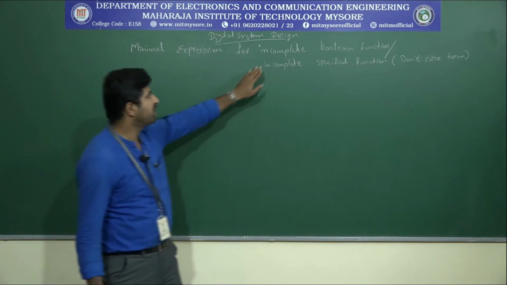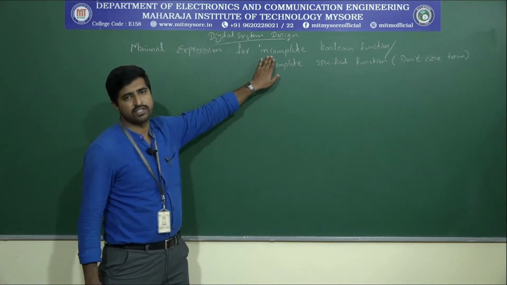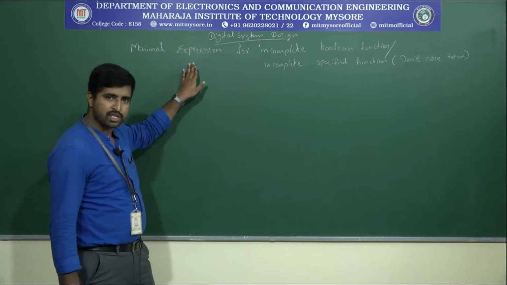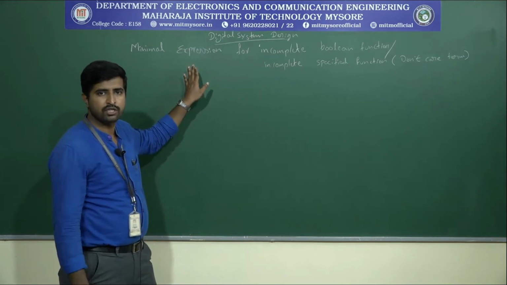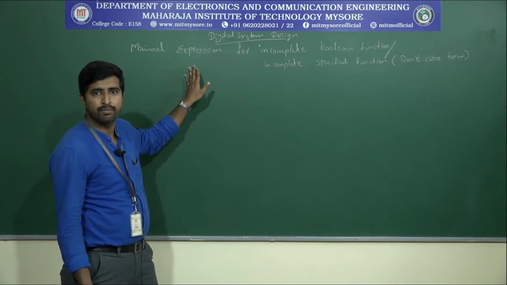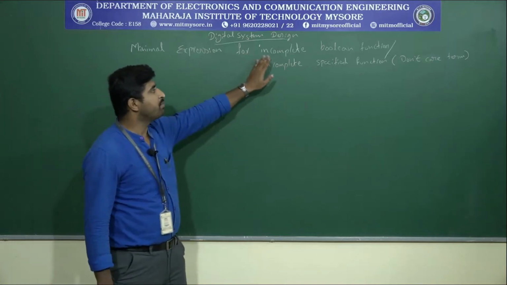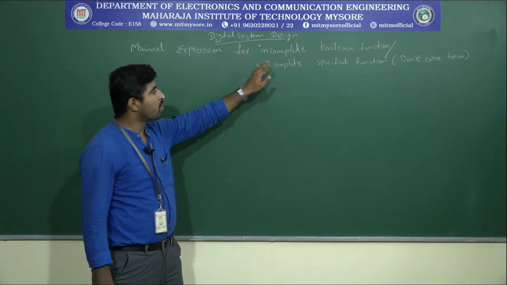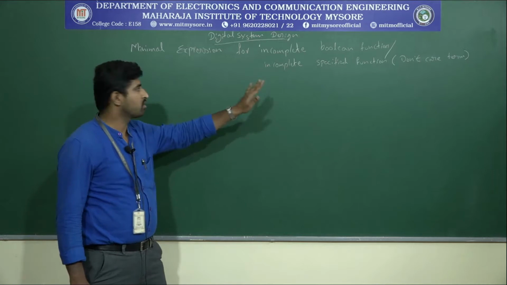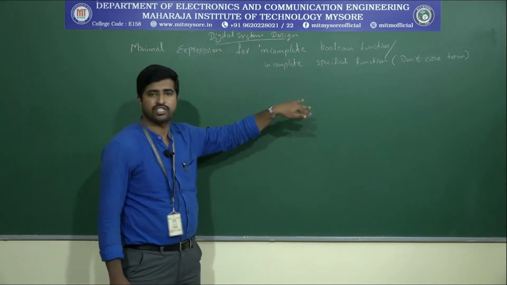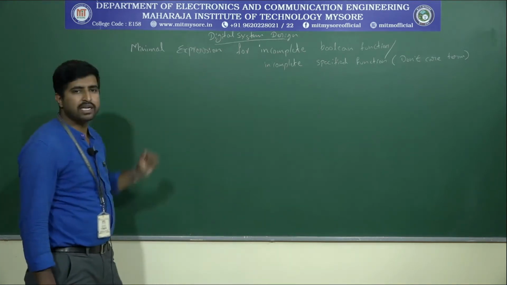First of all, we should know what is an incomplete Boolean function. So we need to write the minimum expression only. So it may be a min term expression or a max term expression, that is a minimal sum or a minimal product. But for an incomplete Boolean function, first of all, what is an incomplete Boolean function? It is also called an incompletely specified function. So what is that?